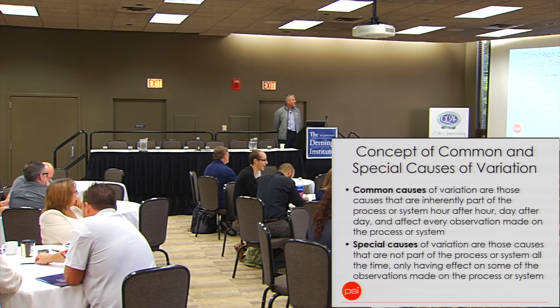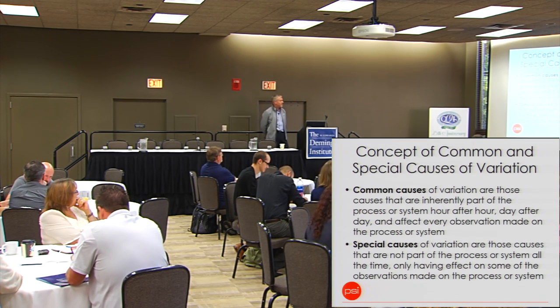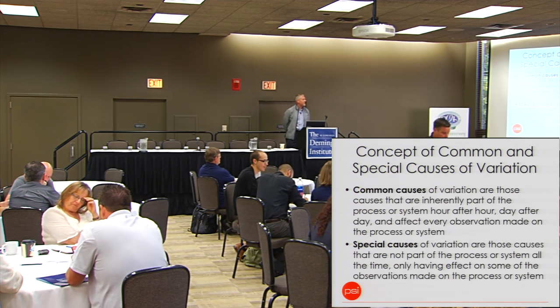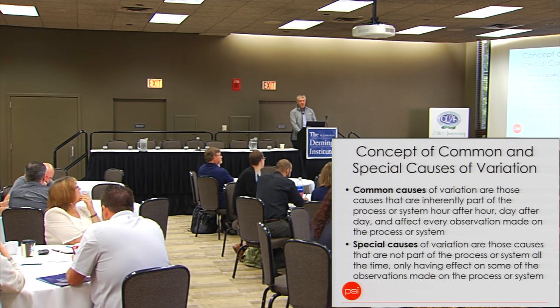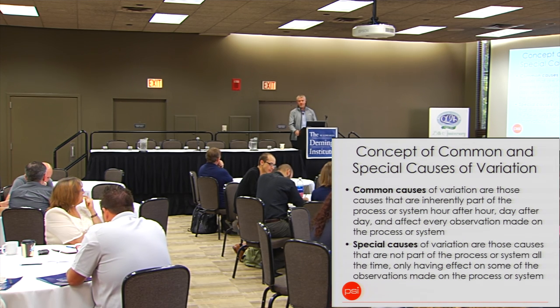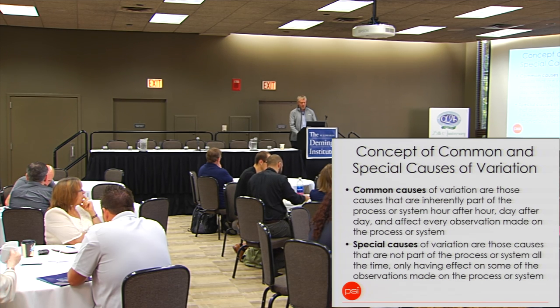Special causes of variation are those causes that are not part of the process or system all the time, only having effect on some of the observations made on the process or system. A process or a system that has only common causes of variation is called a stable process, or a process that's in a state of statistical control. It doesn't obviously mean there's no variation in outcomes of the process, or that the amount of variation that's observed is necessarily small, or even that it meets whatever the customer expectations or requirements might be for the output of the process. But it does mean that within statistical limits, the output of continuation of the same process is predictable.